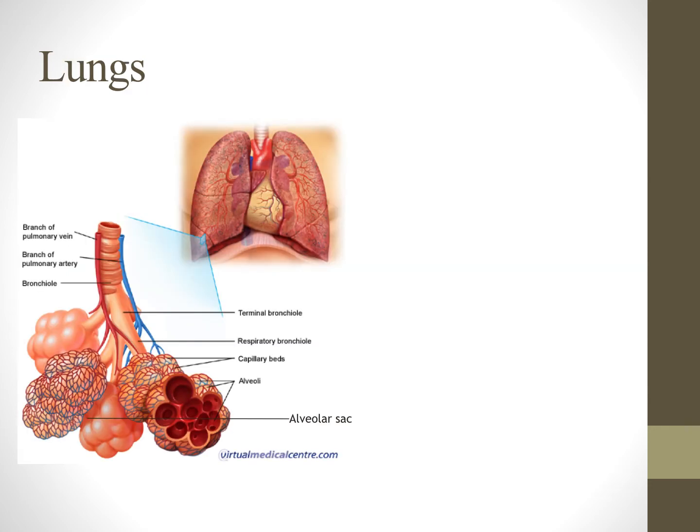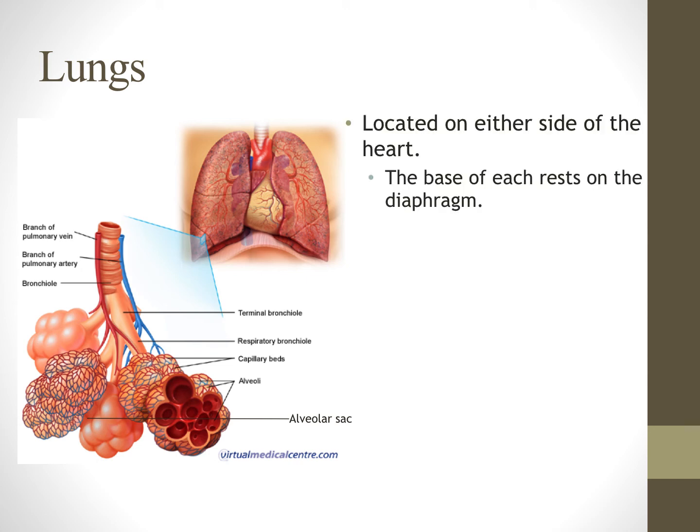Your lungs, we've got a left and a right lung located to the right and the left of the heart or off to the lateral sides. At the base of each lung, we're going to see the diaphragm. So again, it's going to sit, that U-shaped muscle, right up and underneath.